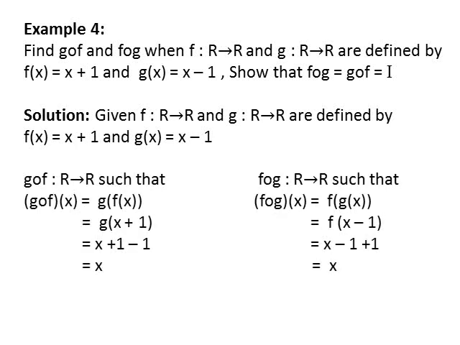First find out g(f(x)). Put f(x) equal to x + 1. It is equal to g(x + 1). As g(x) is equal to x − 1, so g(x + 1) is equal to x + 1 − 1, that is equal to x.